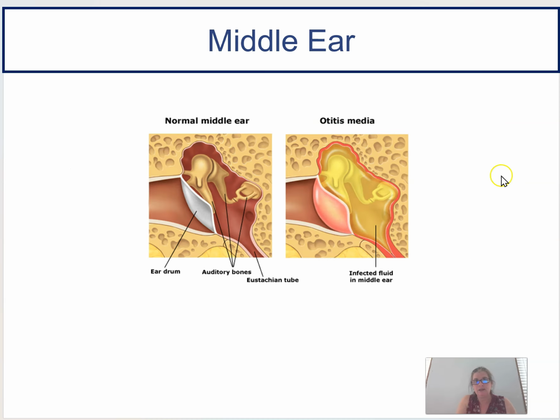Now, the middle ear, as I mentioned, has that one opening, but you can get otitis media, which is a middle ear infection or an ear infection. So you can get infected fluid in here.